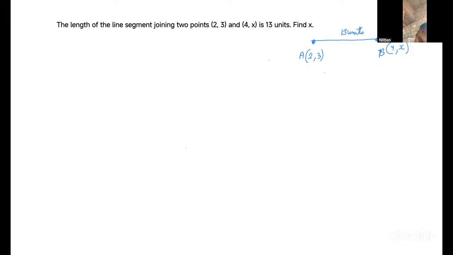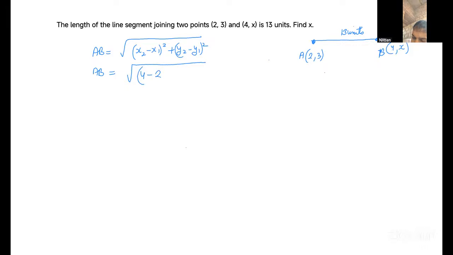13 units. So we know that AB is equal to root of (x2 minus x1) square plus (y2 minus y1) square. So AB is equal to root of, well, now what is x2? You can take any number. So it becomes (4 minus 2) square plus (x minus 3) square. Now AB is given as 13 units. So 13 is equal to root of 2 square plus (x minus 3) square.